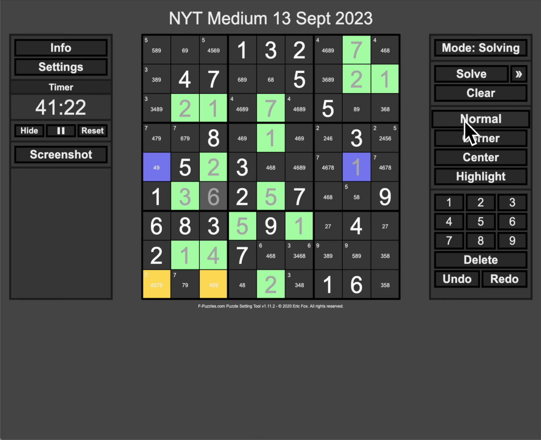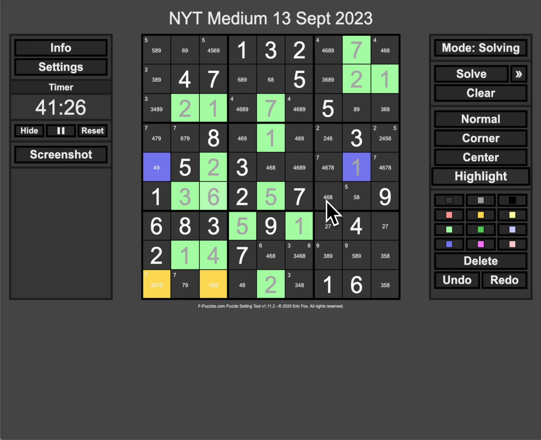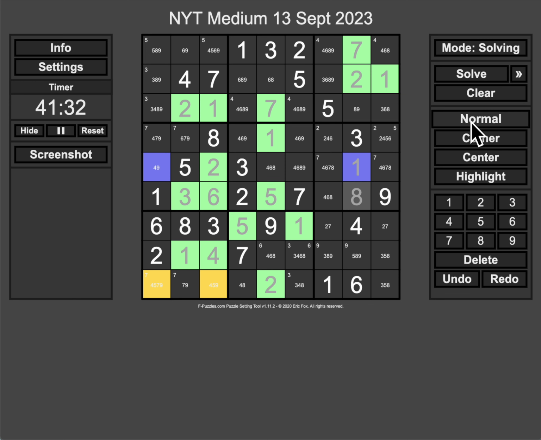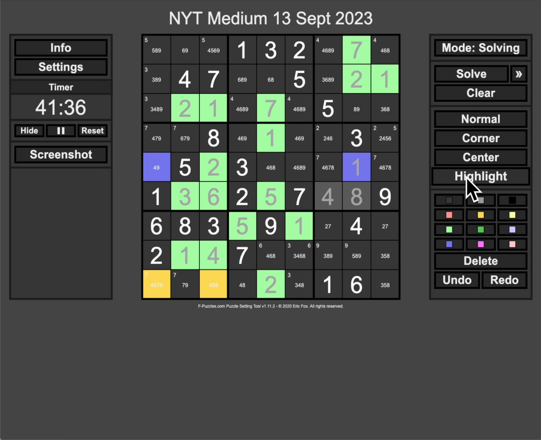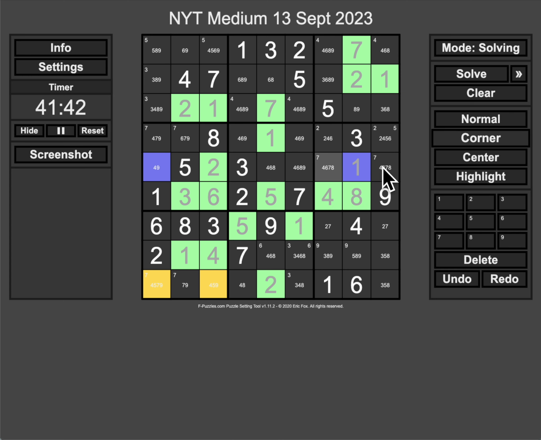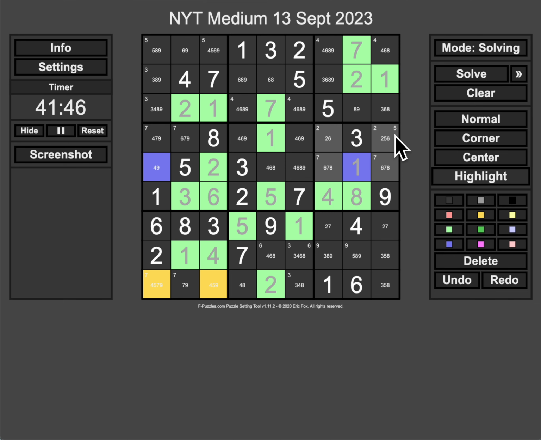Now, that makes that 6. Well, that 5 makes this 8. And now that has to be 4 to fill out the box. Excuse me, row 6. So all these other 4s are out. A lot of things that can't be a 4. These cannot be 8.